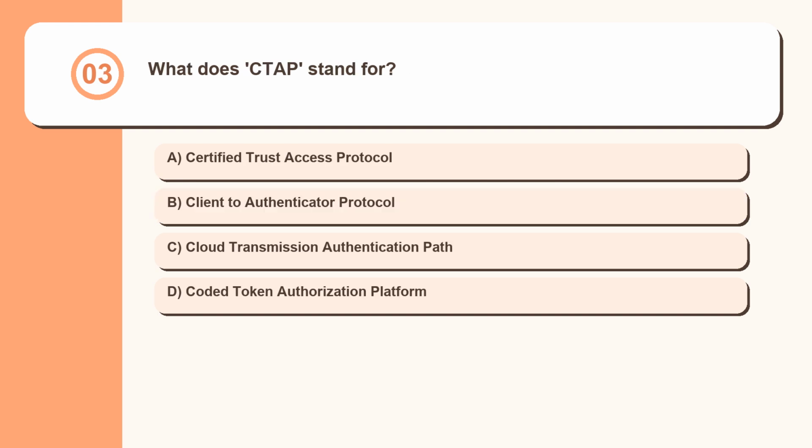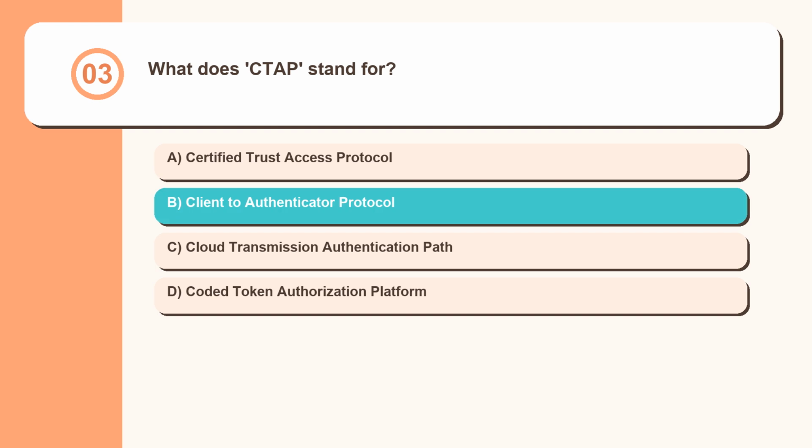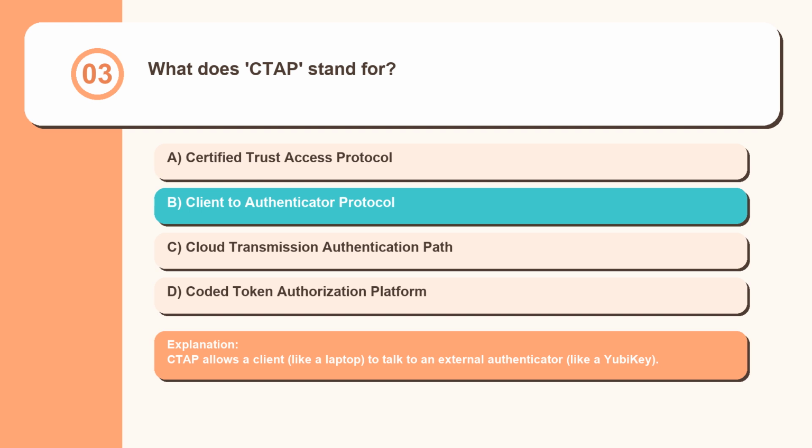Question 3. What does CTAP stand for? Certified Trust Access Protocol, Client to Authenticator Protocol, Cloud Transmission Authentication Path, Coded Token Authorization Platform. CTAP allows a client, like a laptop, to talk to an external authenticator, like a YubiKey.